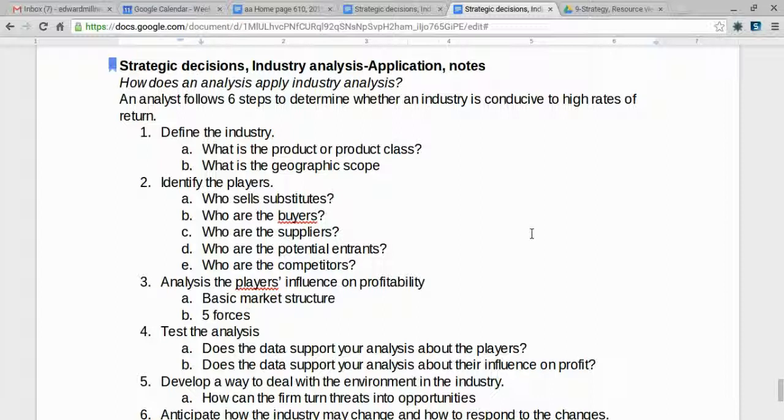First, define the industry. What is the product or product class? What is the geographic scope? Those are the first two questions you've got to answer.